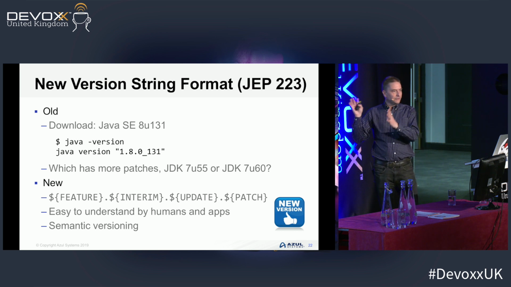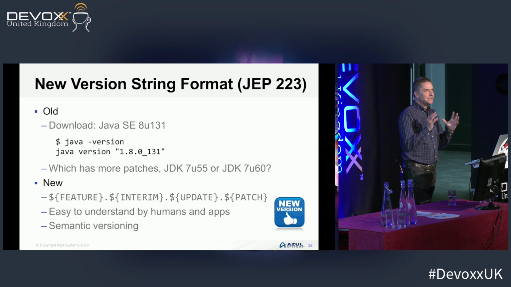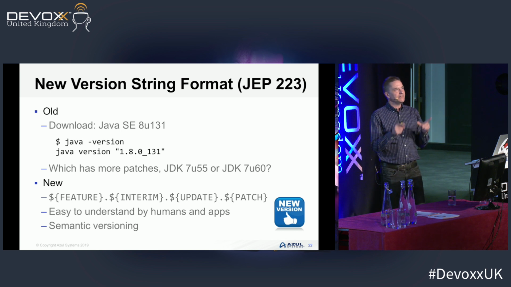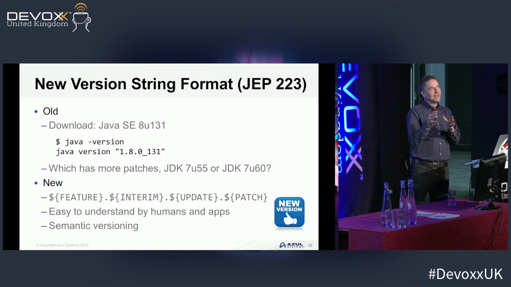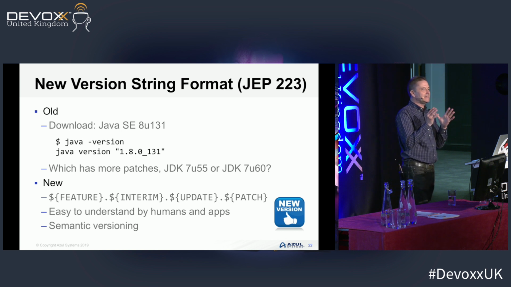And they've come up with a nice way of doing that. So now we have feature, which is the major number, so that's like 11, 12, 13. Then we have interim. Interim is always 0. So you look at it and go, well, if it's always 0, why do we have to have it? And the answer is that that's reserved for future use. I suspect it's never going to be used, but it's there just in case they need it. So at least it is there.